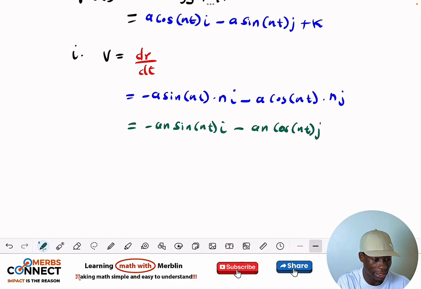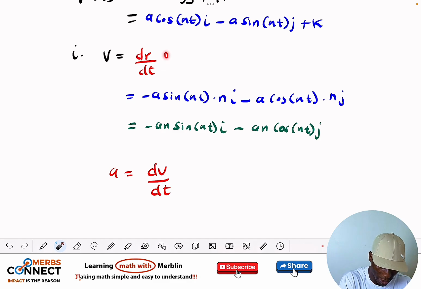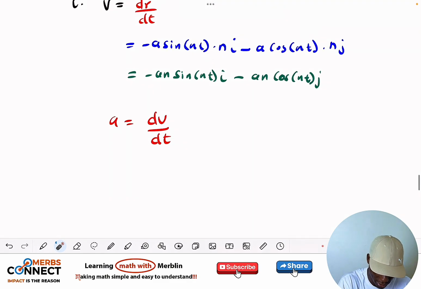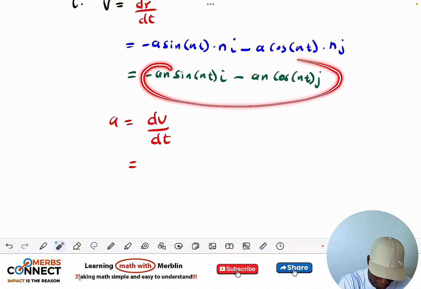Now let's look at the acceleration, right? How are we going to get the acceleration? For acceleration, we just need to differentiate the velocity, or we differentiate r 2 times, and then we get it. So let's just go through the process and see. So acceleration is equal to dv over dt, because we have already differentiated the function once. So let's do that. Now I'm differentiating this function here with respect to t.